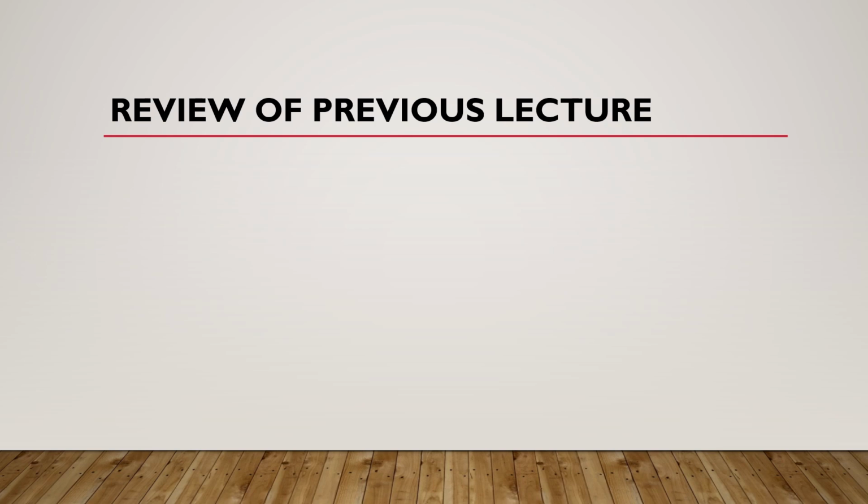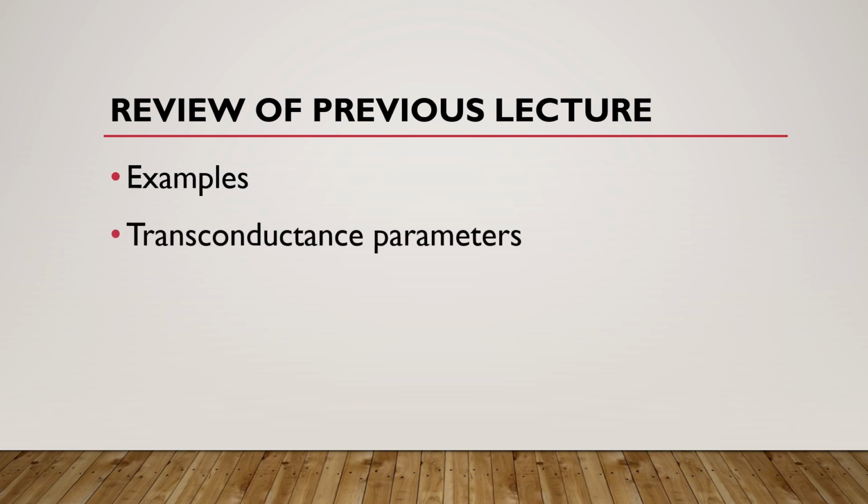First, we will have a quick review of our previous lecture. In your last lecture, you solved some examples related to MOSFETs, and you also understood the difference between two types of transconductance parameters. First type is process transconductance parameter, and second type is MOSFET transconductance parameter.